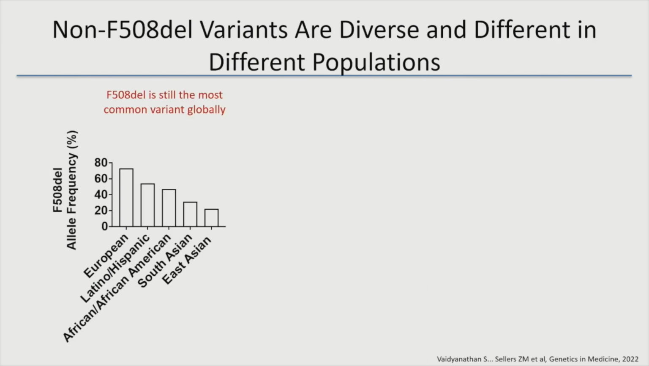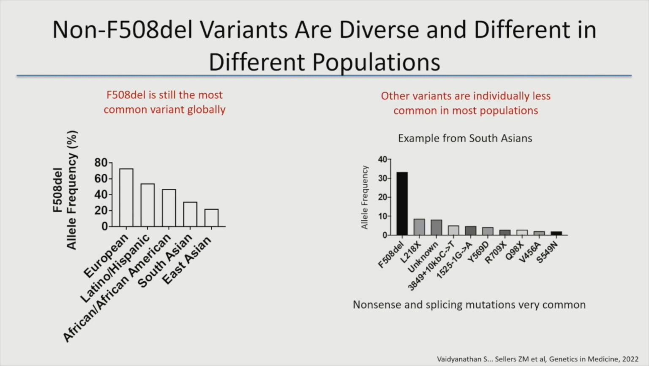And so here is a plot of delta F508 and the prevalence of delta F508 as it pertains to different populations. And you can really nicely see here that it drops as you go into different populations. It's lowest when you go into the Asian population. And there's really no one variant that dominates many of these populations. This is just an example from the South Asian population, mostly because most of my work focused there. And you can see that there's a high prevalence of many nonsense variants and splicing variants.